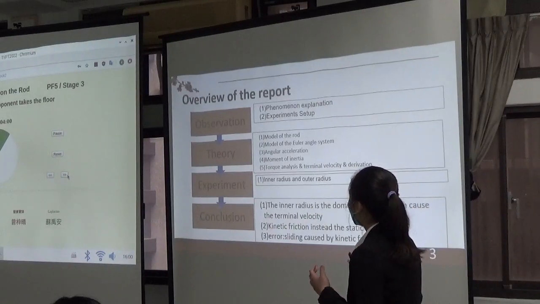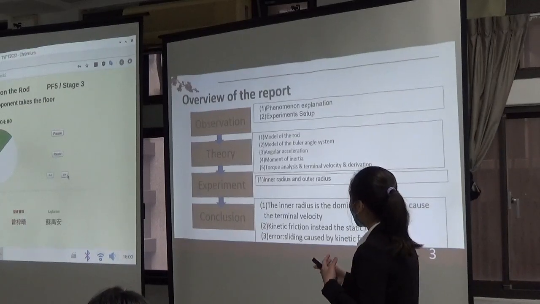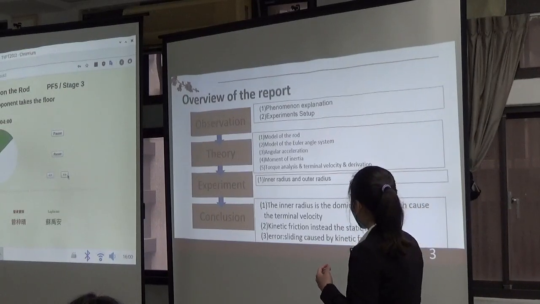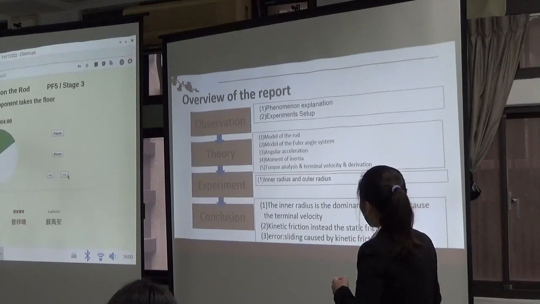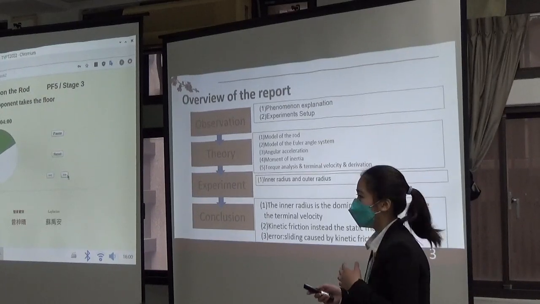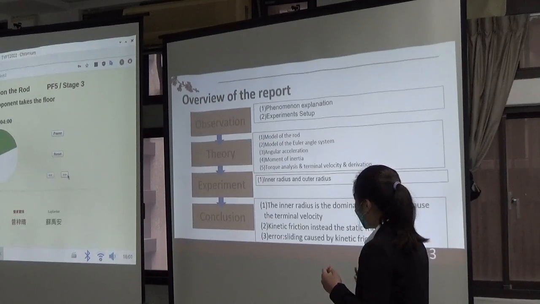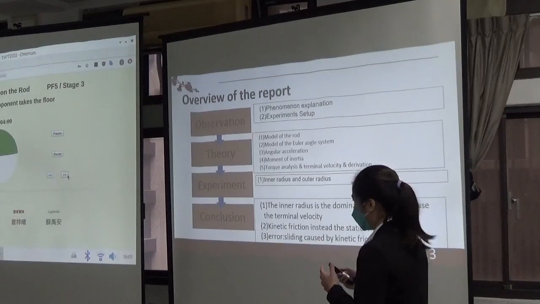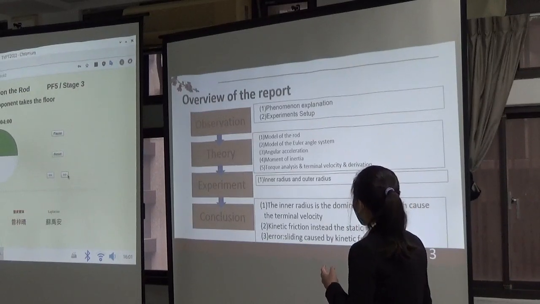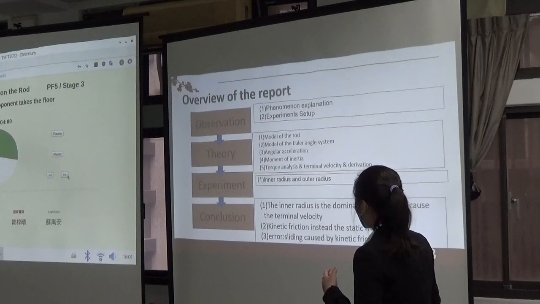For the overview of the reporter, in the observation part, he showed the phenomena, explanation and experiments. For the theory part, he used a model of the rod and a model of the inner angular system and angular acceleration, and also moment of inertia, torque analysis, and terminal velocity derivation. For the experiment part, the variables are only the inner radius and the outer radius. He doesn't change the rod's parameters. The conclusion is that the inner radius is the dominant factor which determines the terminal velocity.